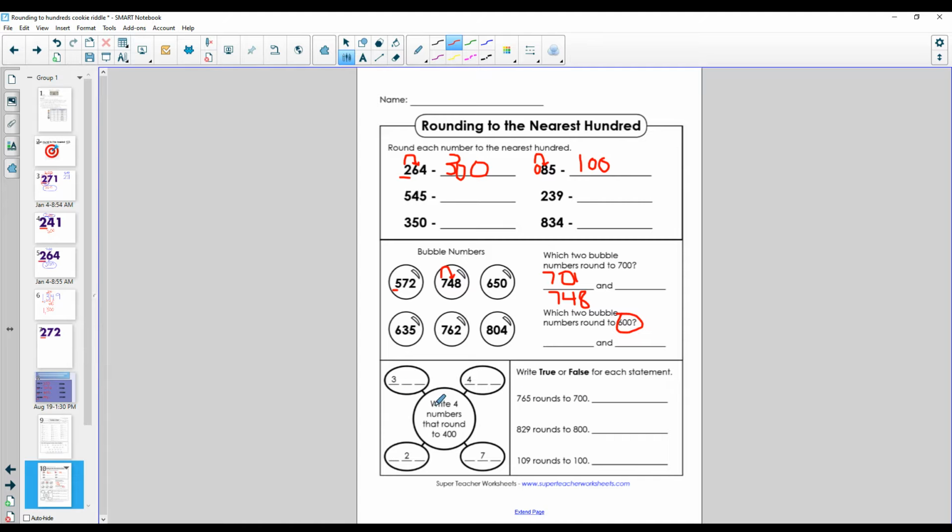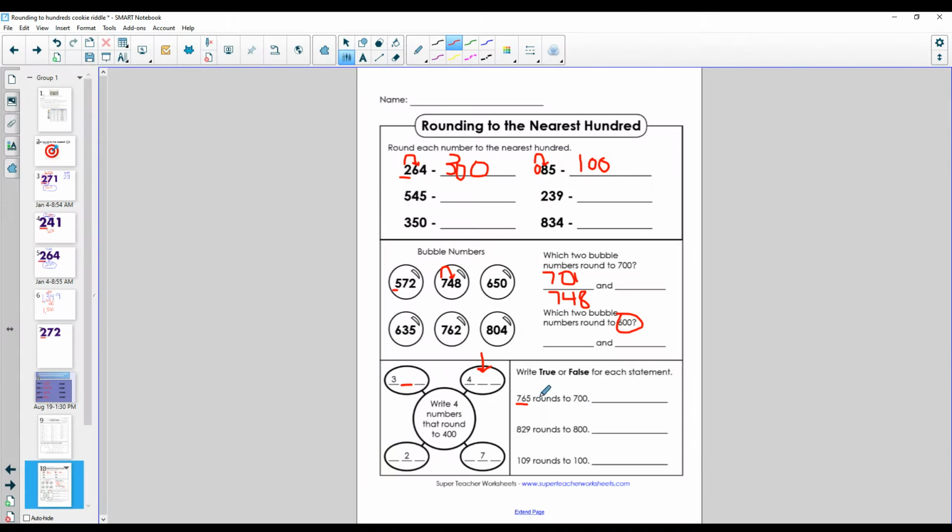Right, true or false? Up here, write 4 numbers that round to 400. Well, if I'm going to round this one to 400, I know anything I write here has to be a 5, a 6, a 7, an 8, or a 9. And after this number doesn't matter. If I'm doing this one, and it's already a 400, I know that whatever number I have to put here has to be, you're right, 4 or less to let it rest. All right, so be smart about these.